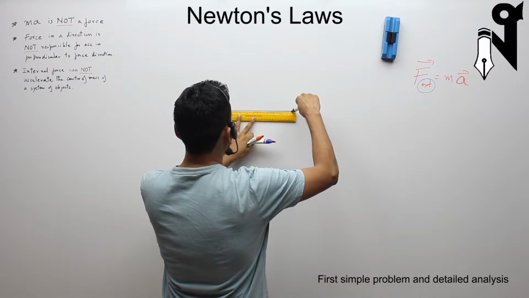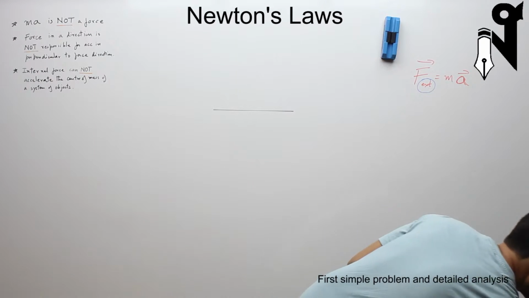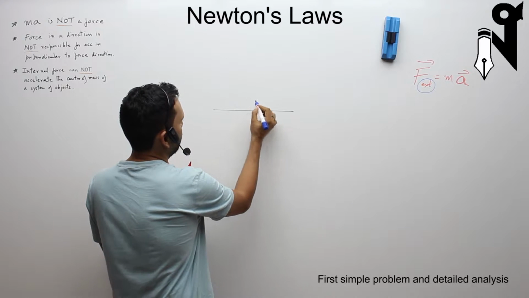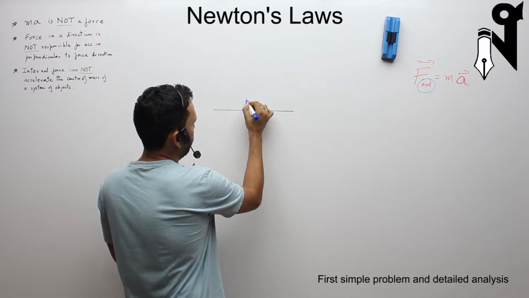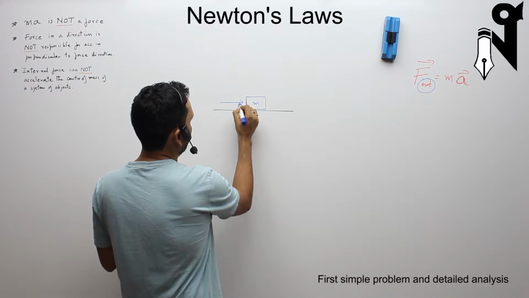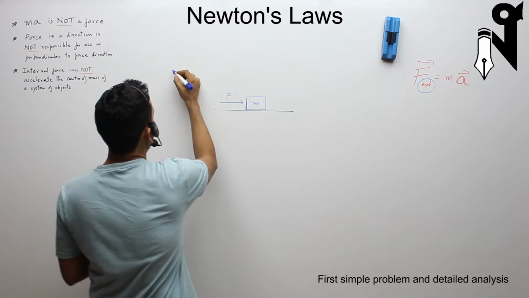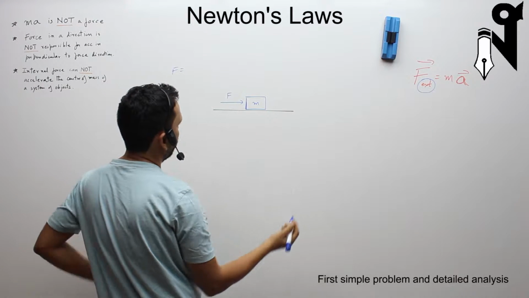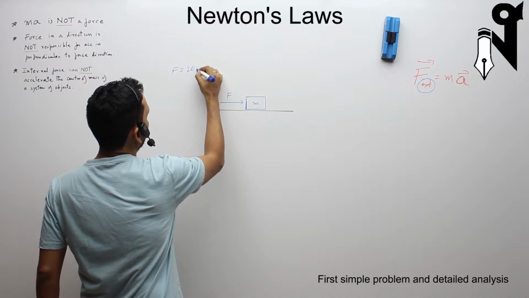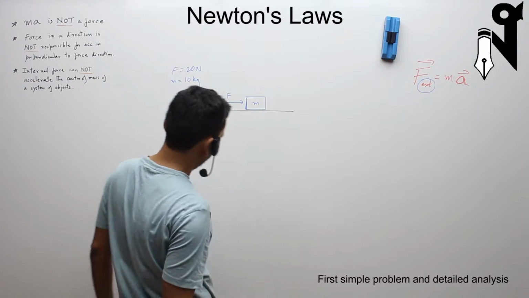So the first question for you, quite easy, and let's see how far we can take this concept. There is a mass M and there is a force F. If you want to give values, I'll give value to it. F is equal to say 20 Newton, M is equal to say 10 kgs.